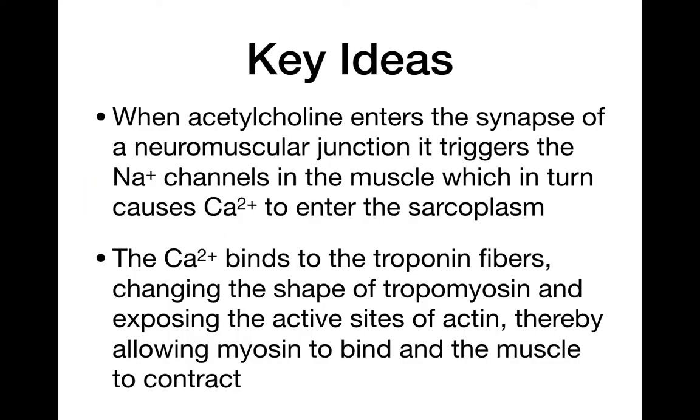Okay, so when acetylcholine enters the synapse of a neuromuscular junction, it triggers the sodium channels in the muscle, which in turn causes calcium to enter the sarcoplasm. The calcium binds the troponin fibers, changing the shape of tropomyosin and exposing the active sites of actin, thereby allowing myosin to bind and then the muscle to contract. You need to be familiar with all these terms. On the exam, you're going to have so much to get through so quickly, you can't be looking up what these words mean. You need to know them.